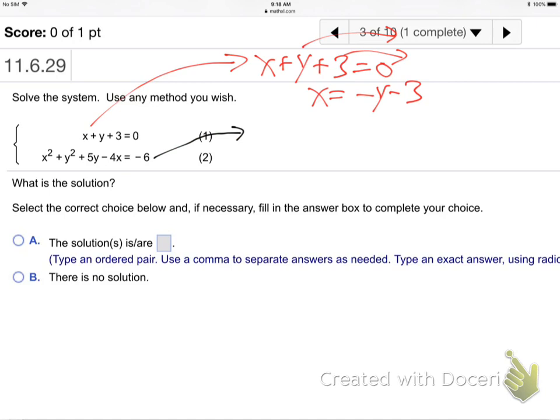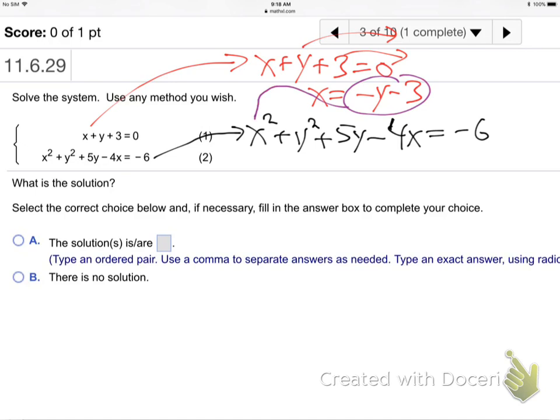So the bottom equation, x squared plus y squared plus 5y minus 4x is minus 6. So let's take this right here and plug it in for x. Plug it in for x right there in those 2 spots. And then you'll have a big equation with y, and you can solve for y. So let me let you do that for a minute, and then I'll finish it up. I'll give you just a second.